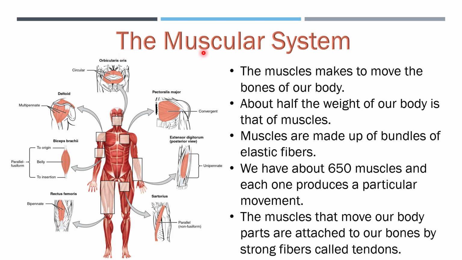Now let's discuss the muscular system. The muscles make the bones of our body move. About half the weight of our body is that of muscles. Muscles are made up of bundles of elastic fibers. We have about 650 muscles and each one produces a particular movement.